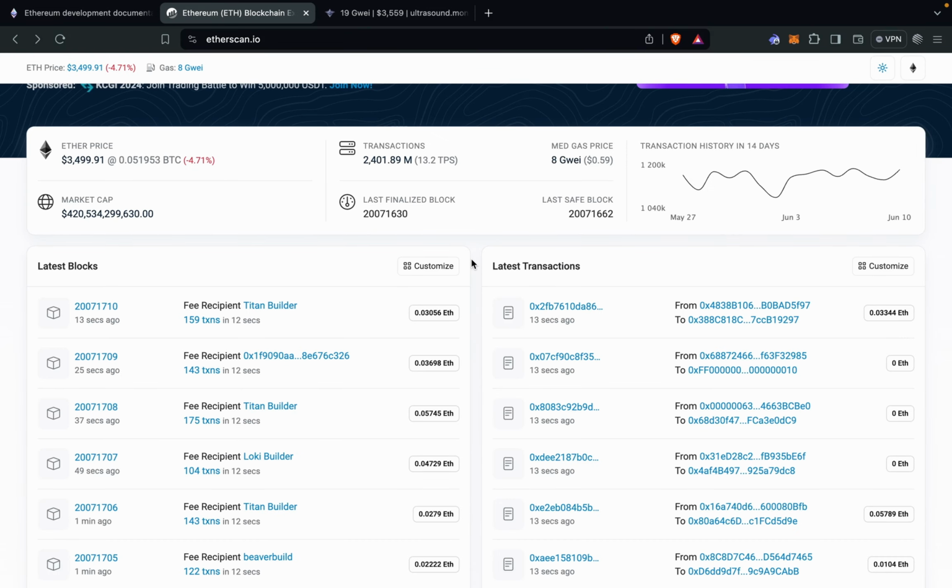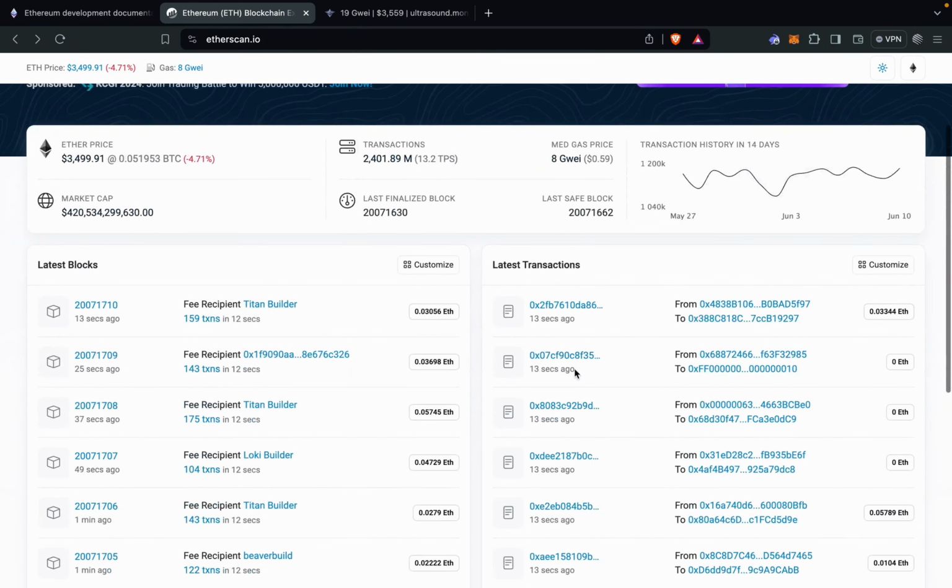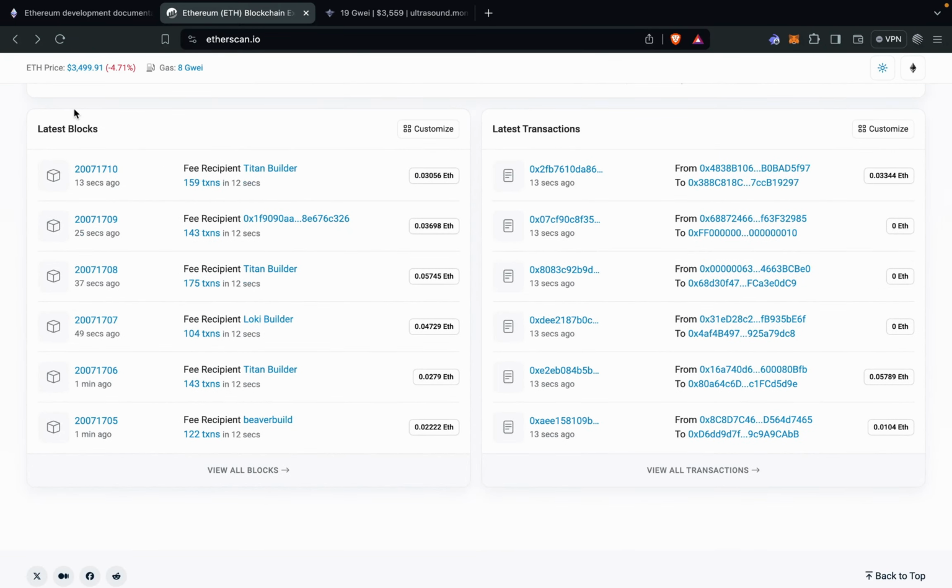So I just explained how Ether is used as a medium of exchange on Ethereum. Let's use Etherscan to see that in real time. Here we have the homepage of Etherscan, and on the left side you will see all of the latest blocks that have been added to the network. And on the right side you will see all of the latest transactions that have been added to the network.